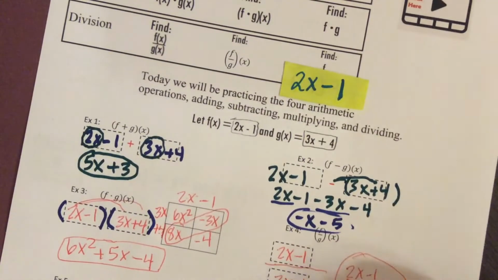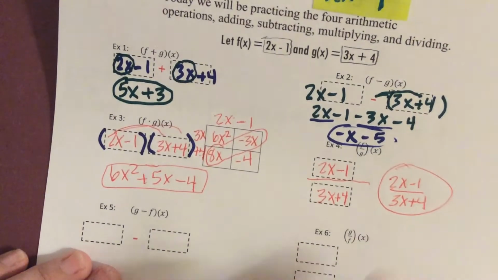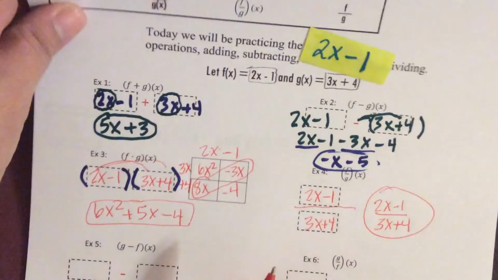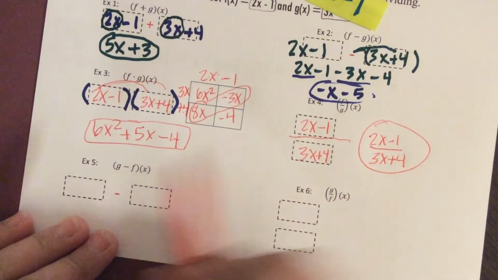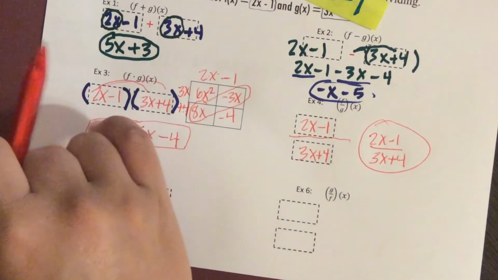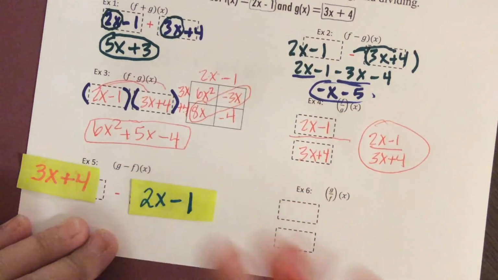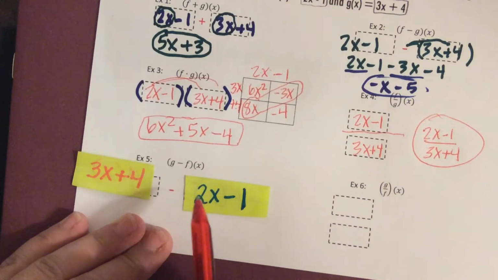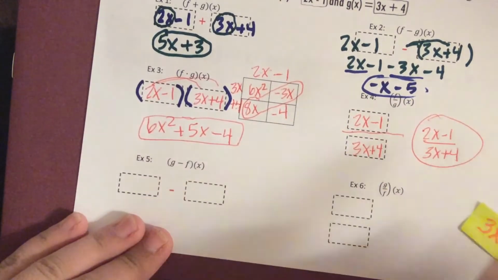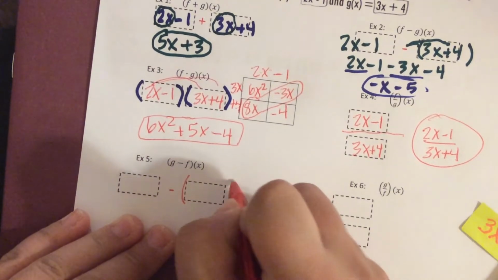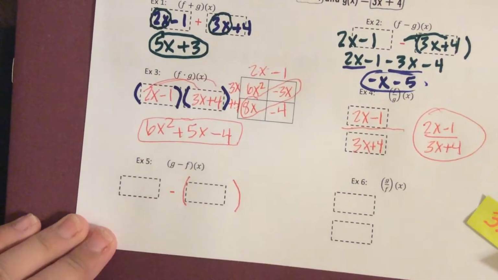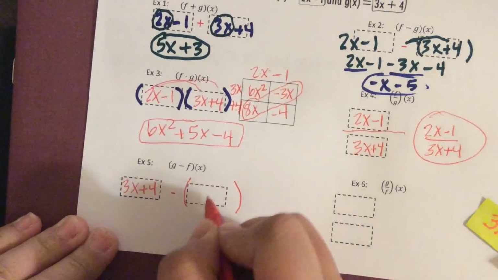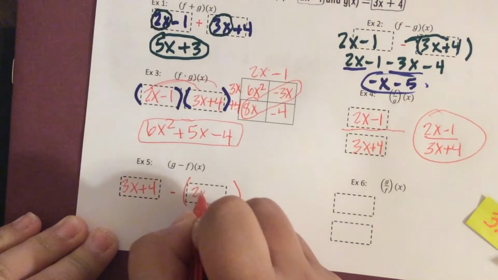Now we're going to see if g minus f of x is the same thing as f minus g of x. Notice that order matters. So g comes first, which means we're going to plug in 3x plus 4 minus 2x minus 1. Remember, this one has to have parentheses. So we plug in the 3x plus 4 over here because that's your g, and then minus 2x minus 1.